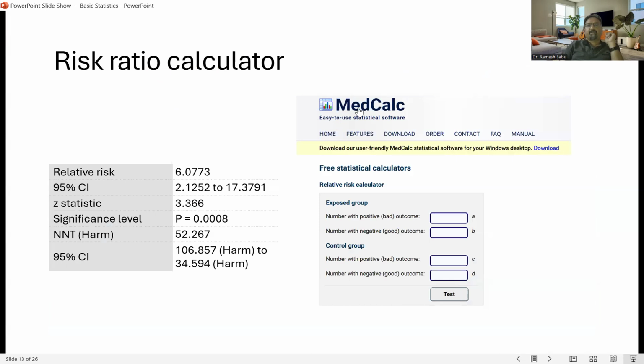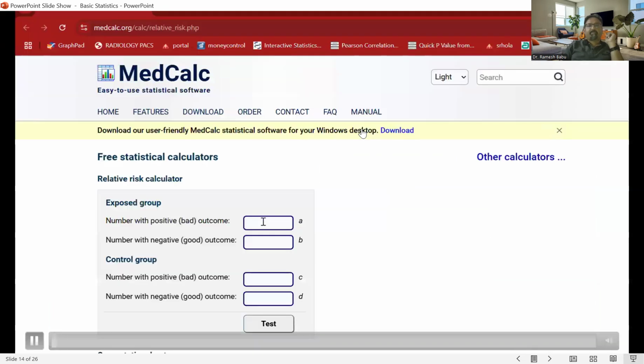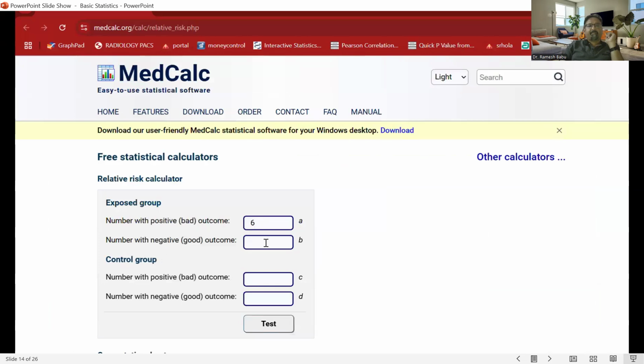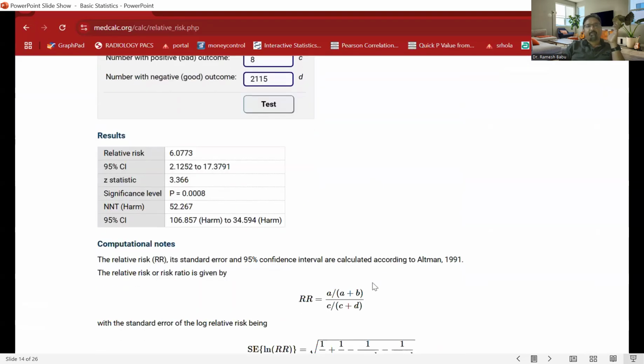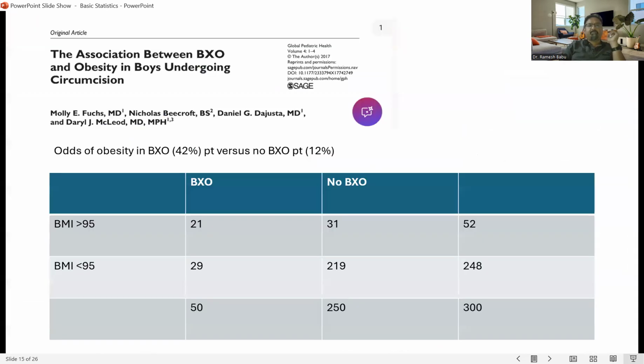So we go to this particular calculator called MedCalc. We enter the data here, A, B, and C, and D, whatever we saw in the columns and rows, and then we do the test. When we do that, it will immediately give us the relative risk. So we do not have to go into the details of the formula. We know the formula already from the theory, but we need to work it out. So instead of using a calculator, when we go to these online tools, we can easily do all that.